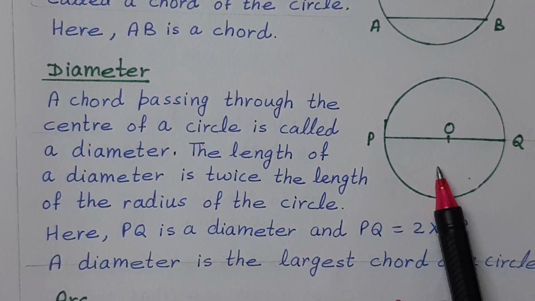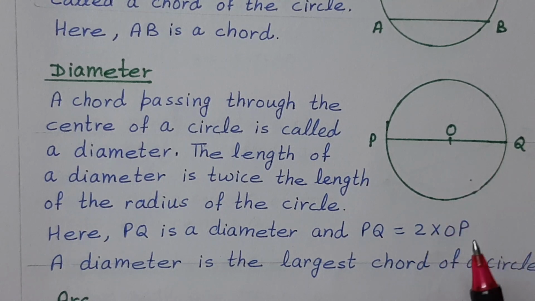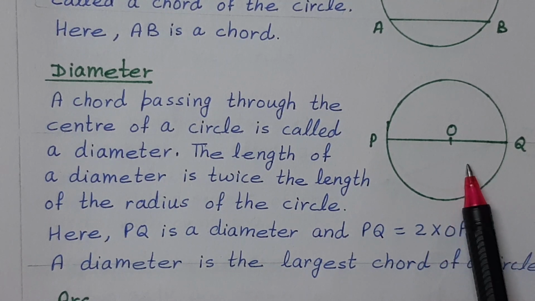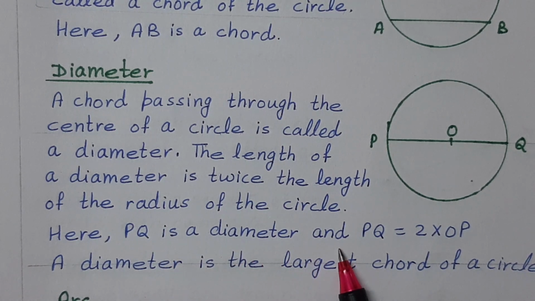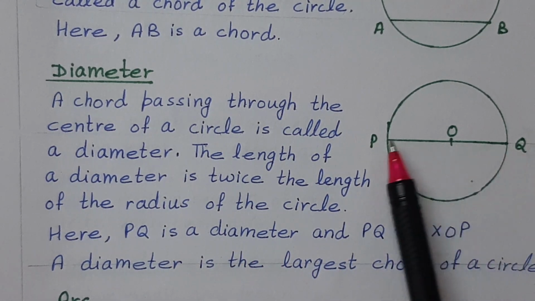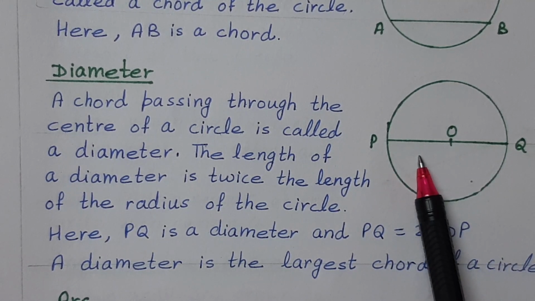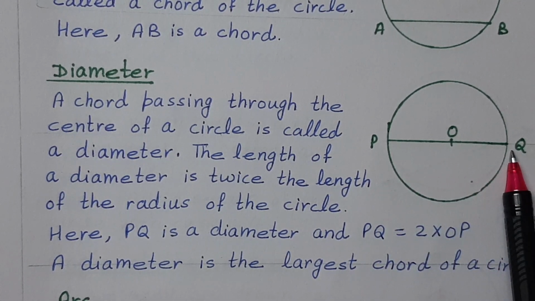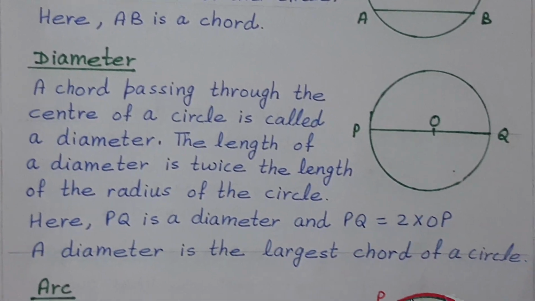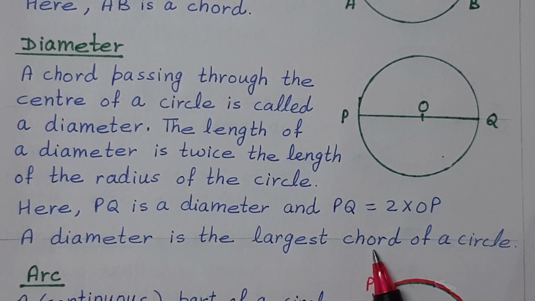Now here in the given figure, OP and OQ both are radii. So, PQ is a diameter and PQ is twice OP, or we can say PQ is twice OQ. So, the diameter of a circle is the largest chord. Clear?